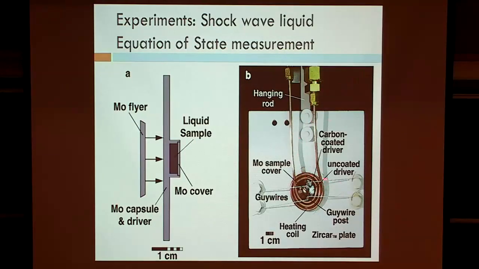I can put 10 kilowatts of RF power through that induction coil, which is going to induce currents in the molybdenum, which is going to heat it up resistively, and I can get to 2,000 degrees, although a lot of these experiments are more like 1,400 degrees. And so it's sitting there hot. I'm watching the back surface with an optical pyrometer, so I know how hot it is. And then I will hit it with a molybdenum flyer going at some kilometers per second and drive a shock wave through the capsule and through the sample.